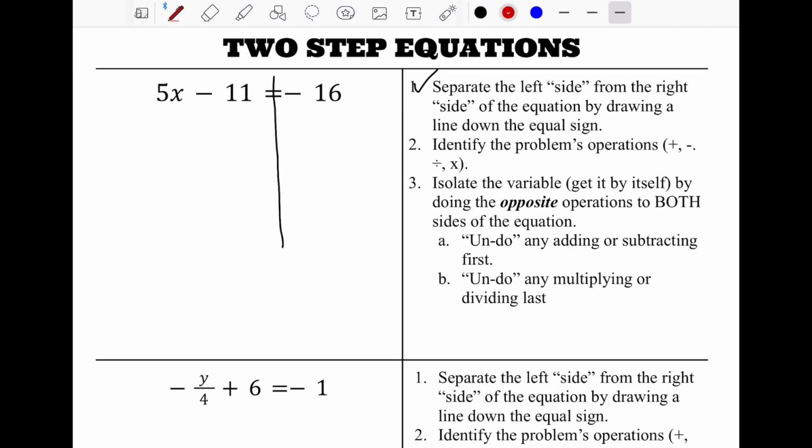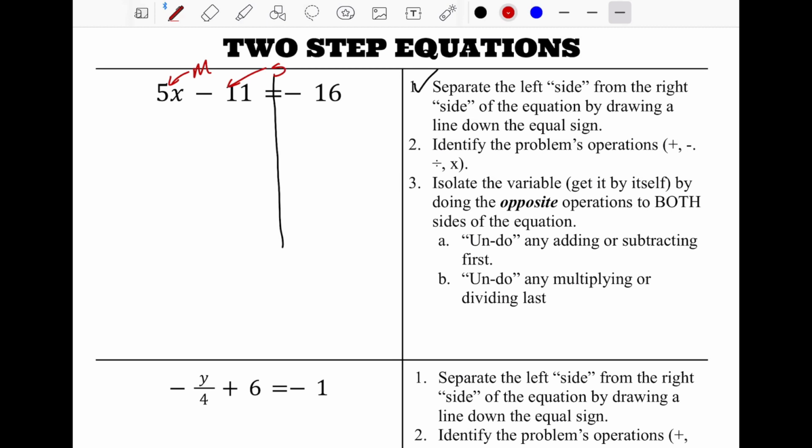So if I'm looking at this first problem, 5x minus 11 equals negative 16. We already divided it down the equal sign. The first thing I see is a 5x. When a number and a variable are side by side, that means multiply. So that's the first thing they gave us. The next thing we got is this negative 11. But when we read it, we said subtract 11. So that negative 11 means subtract.